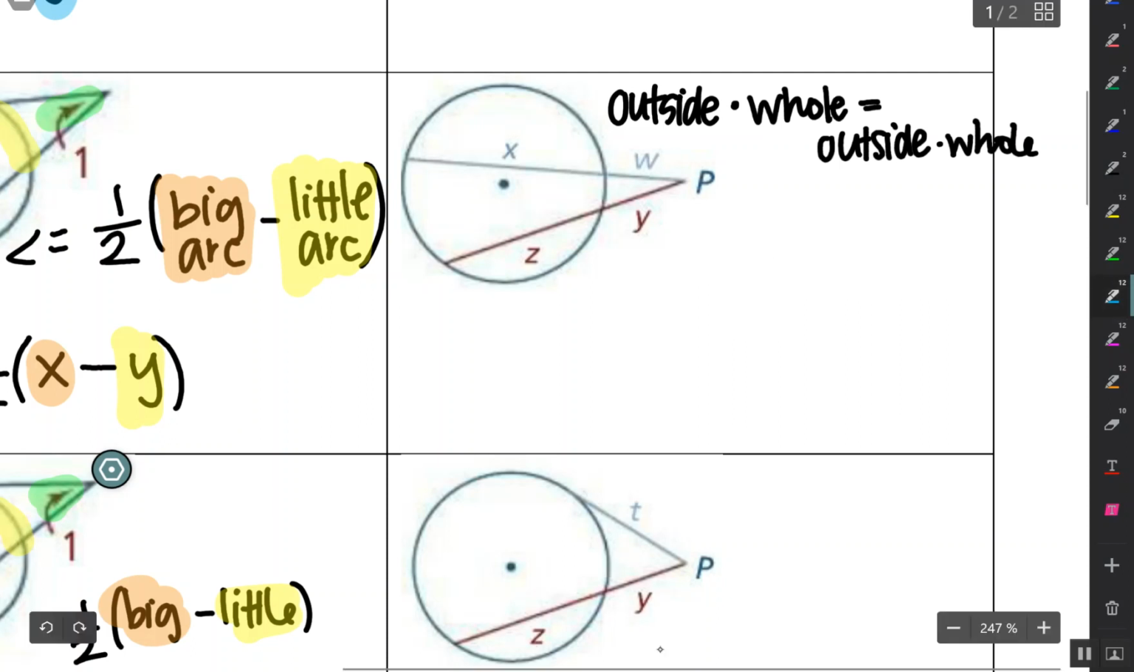So W is the outside times the whole, not X, but this whole thing, which would be X plus W. If you were doing the whole thing, you'd have to add them up. And then it would be equal to the outside times the whole. So the outside will say Y times this whole thing, which we would say is Z plus Y.